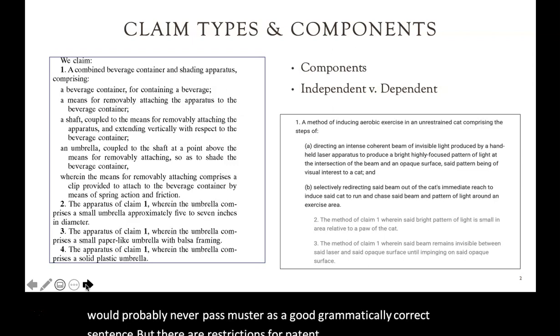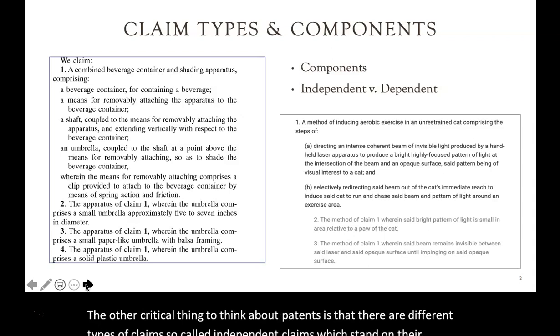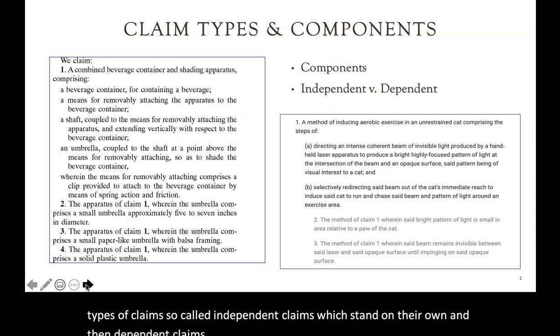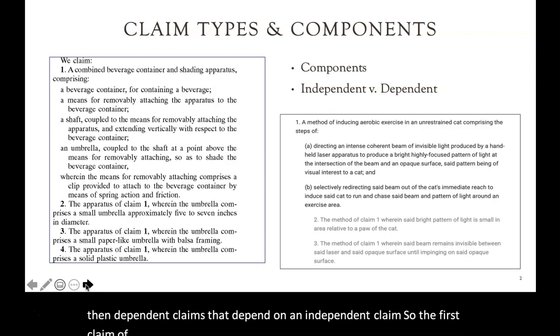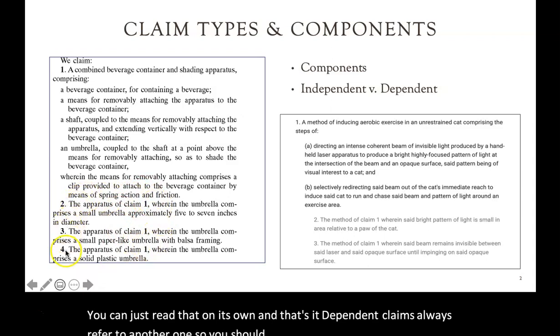Now, the other critical thing to think about patents is that there are different types of claims, so-called independent claims, which stand on their own, and then dependent claims that depend on an independent claim. So the first claim of every patent is always the independent claim. You can just read that on its own, and that's it. Dependent claims always refer to another one. So you should see that claims 2, 3, 4 on the left all refer to claim 1.